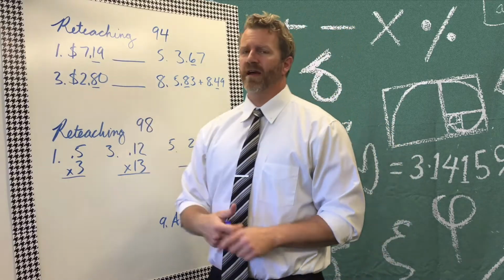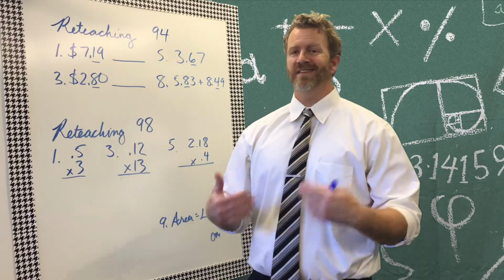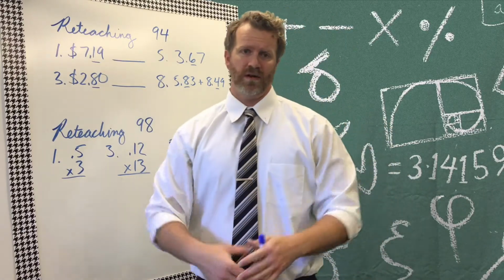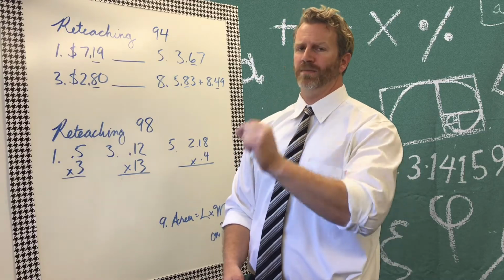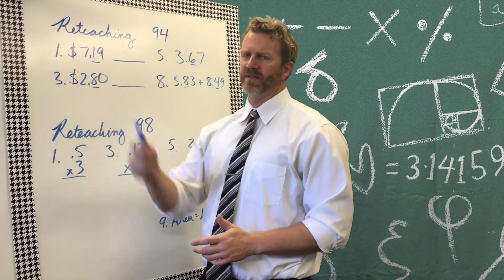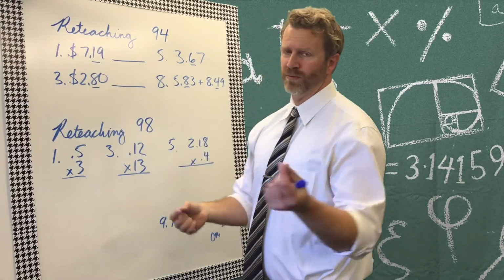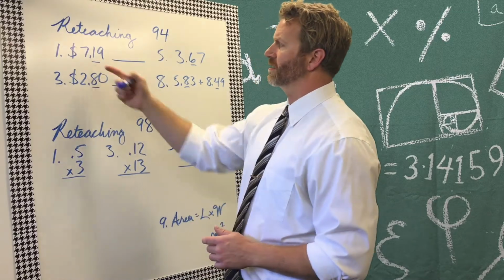So lesson 94, remember, we're just taking decimal numbers and we're rounding to the nearest whole number. Now when we do that, we want to look in the tenths place. Remember, the tenths place is a place just to the right of the decimal point. So let's look at this first one.